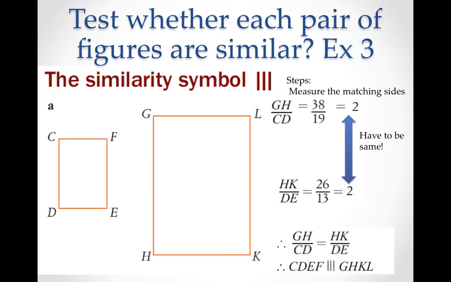And we have to write our therefore statement, which is saying, therefore, we just proved GH over CD is equal to HK over DE. Therefore, this shape is similar, using the similarity symbol, to that shape, GHKL.